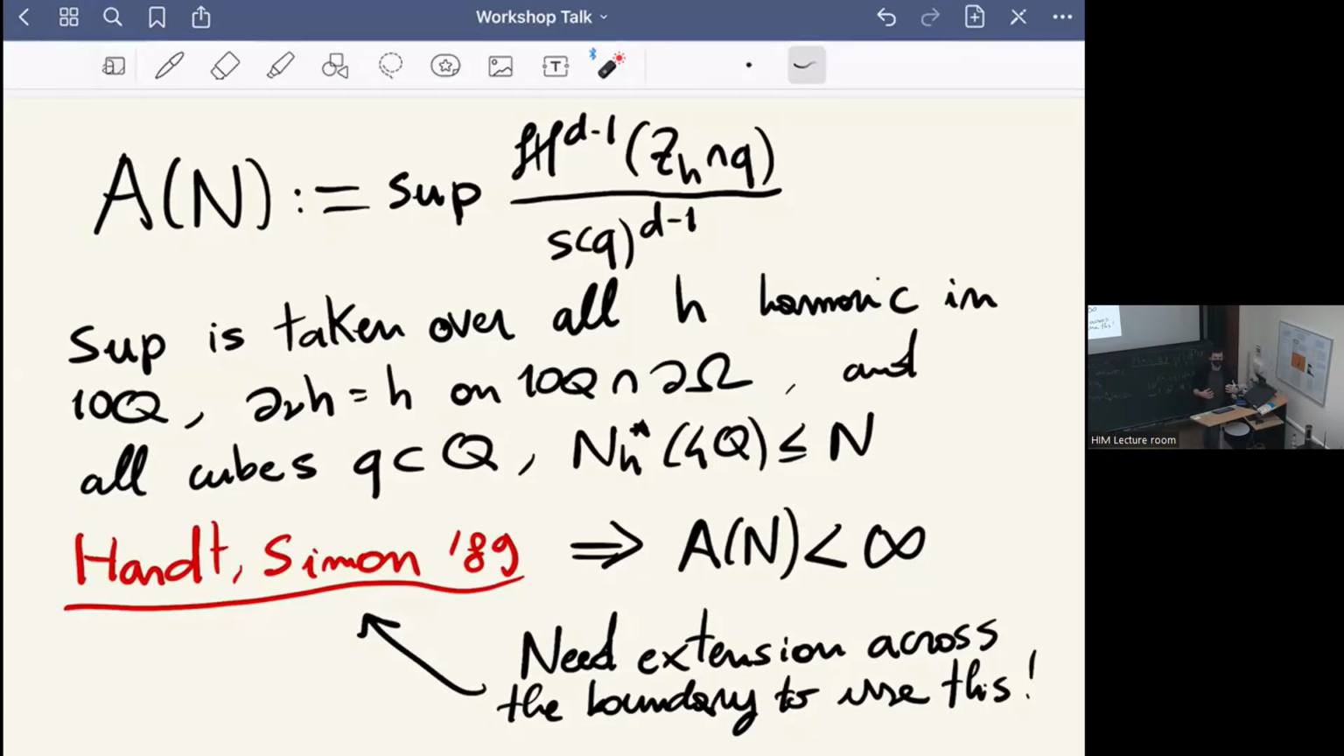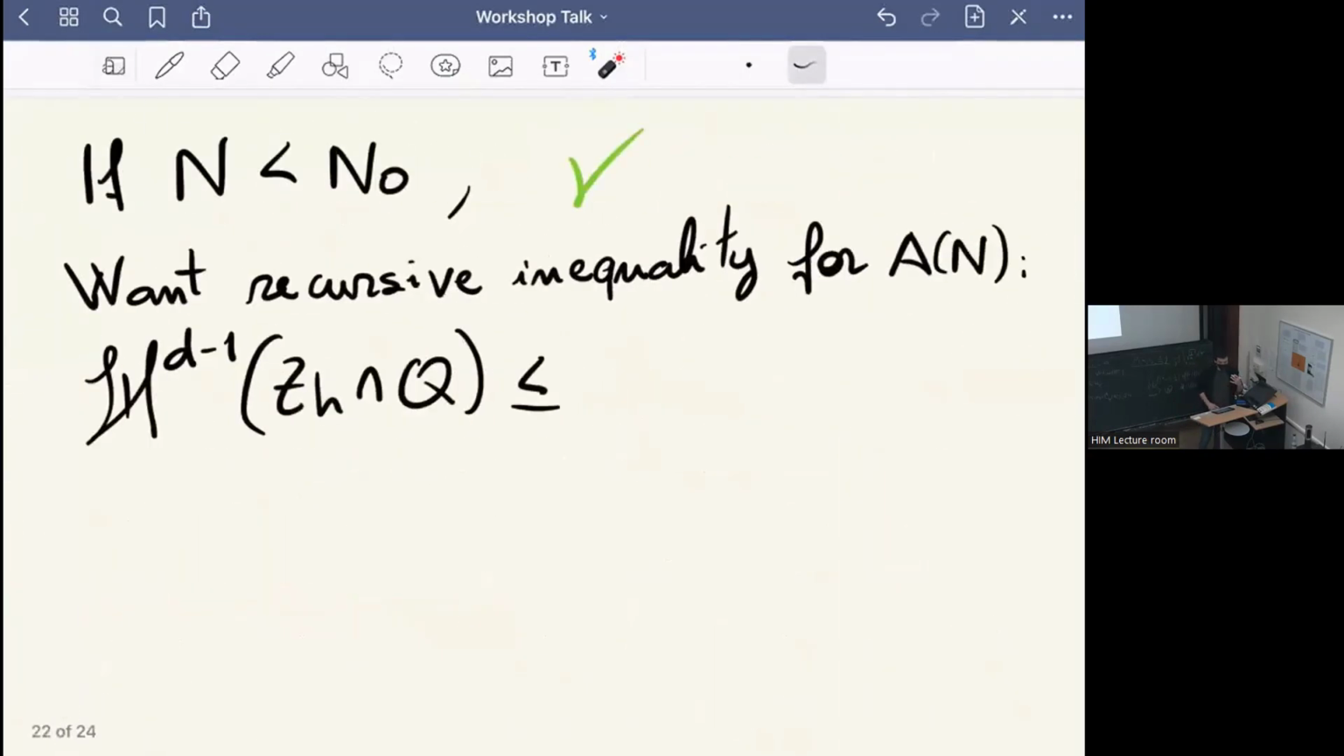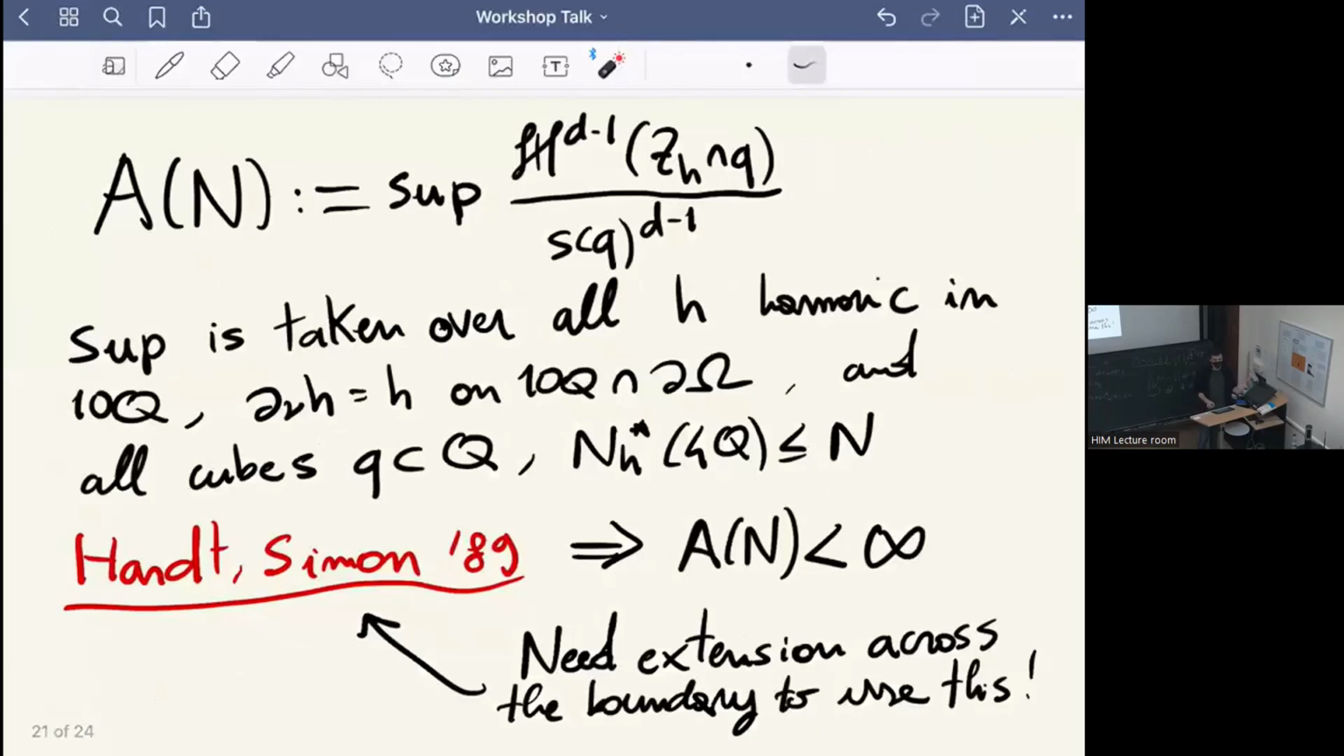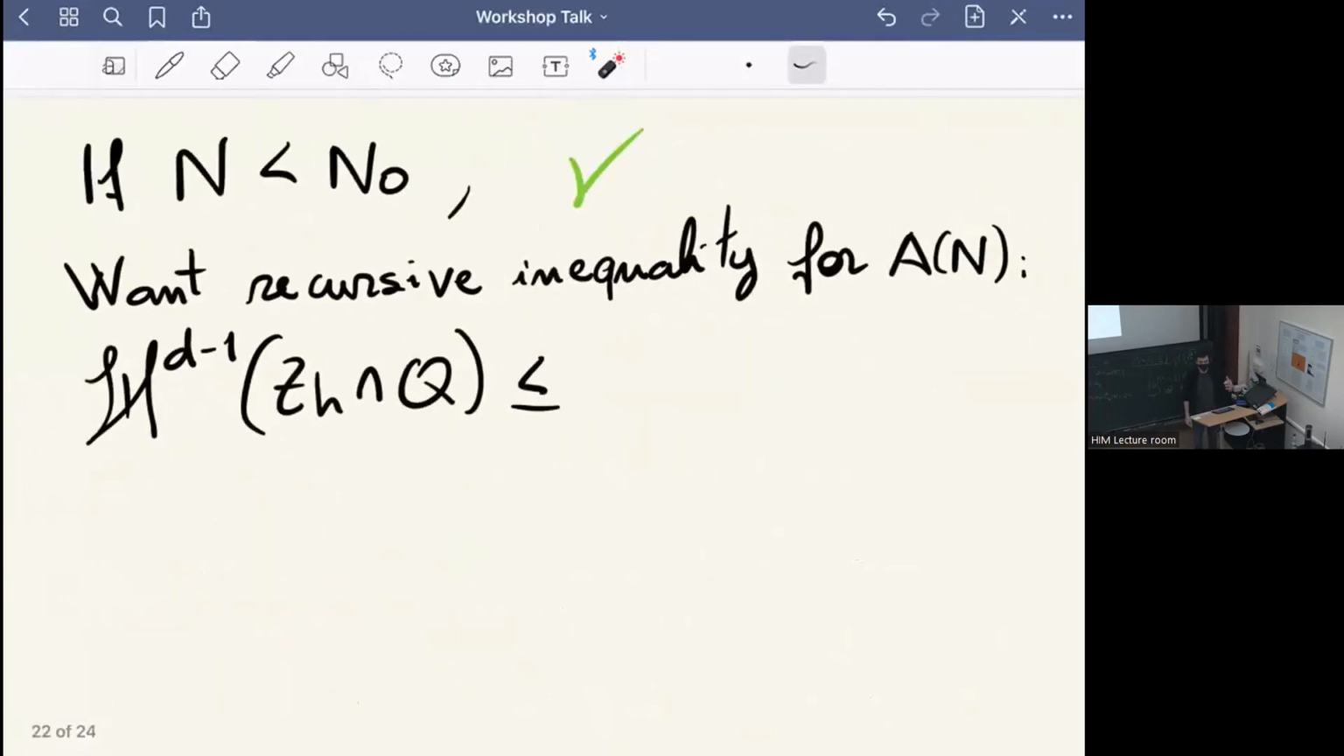And I use it as a starting point in an induction argument. Okay. So I know this is finite, and in particular, if I know that my doubling index is uniformly bounded, I'm already done. There's nothing to do. So I assume that n is large enough, and I want the recursive inequality for A(n). And I didn't finish my slides now. I'm joking. I left something for myself to write at the end.